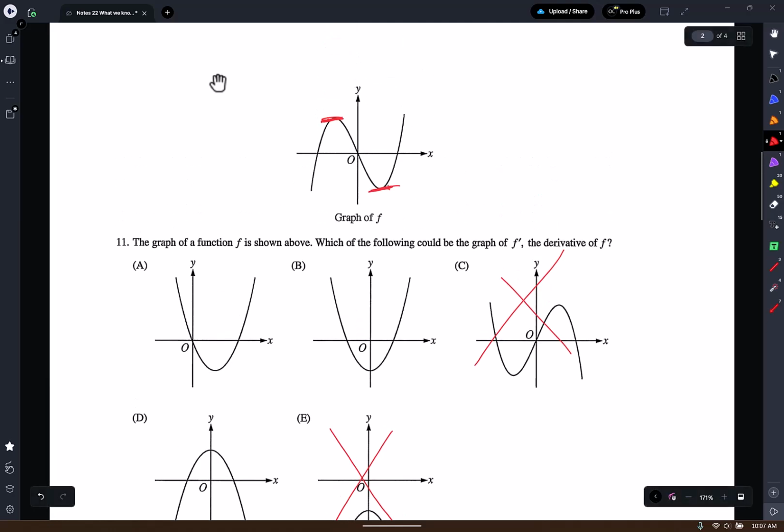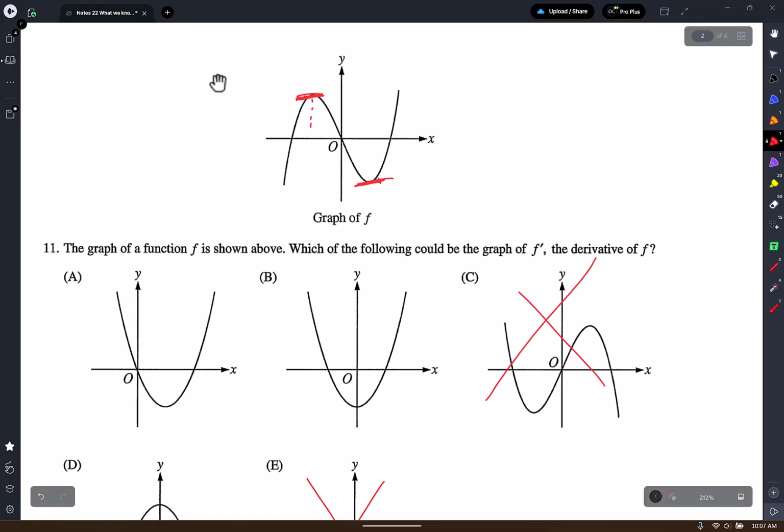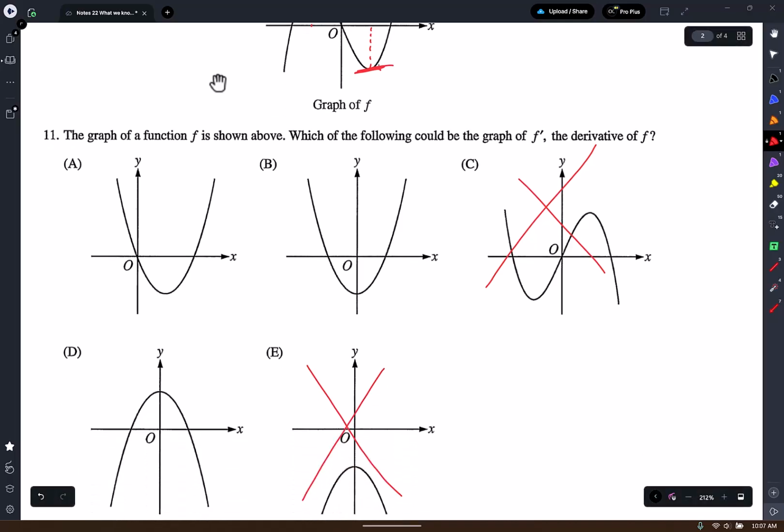The next thing I would do, I would look at this and say, okay, I better be touching the x-axis roughly about there to the left of the y-axis and there to the right of the y-axis. So the next one I would delete would be A. So now it's between B and D. Remember, those are derivative graphs. This is derivative, F prime and F prime.